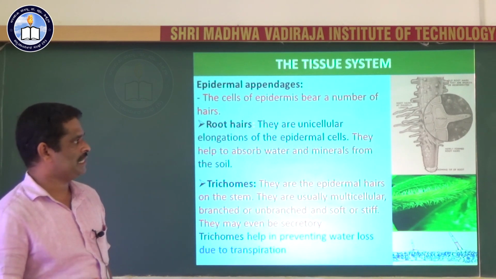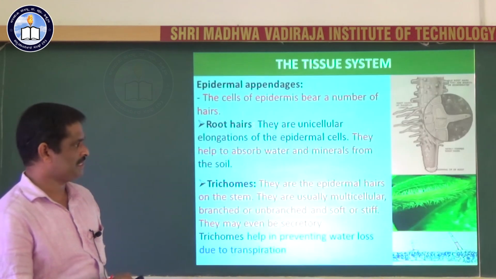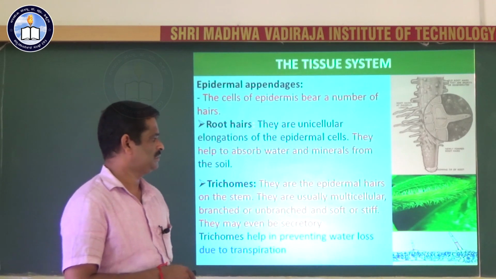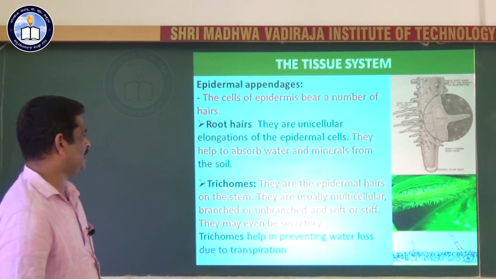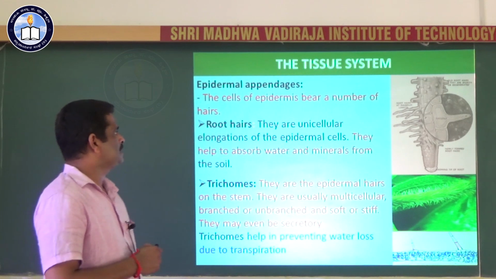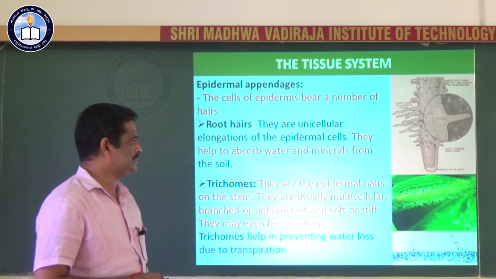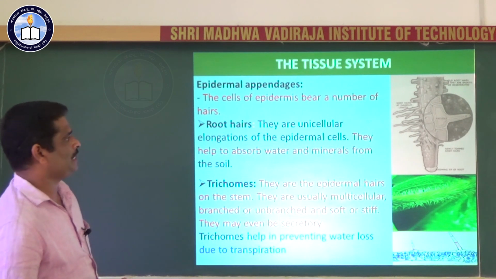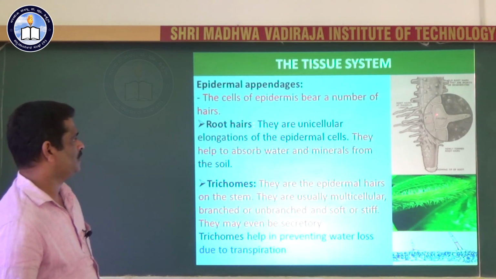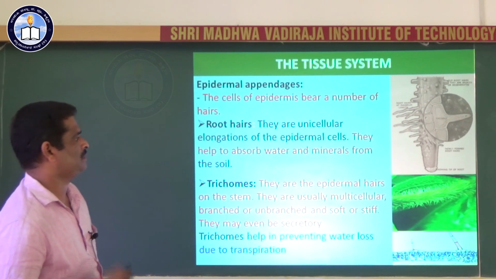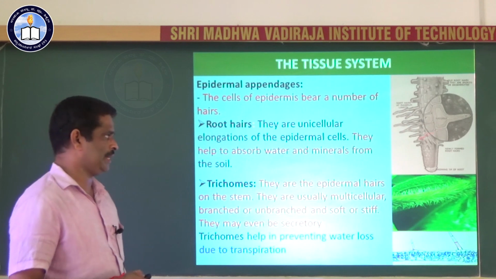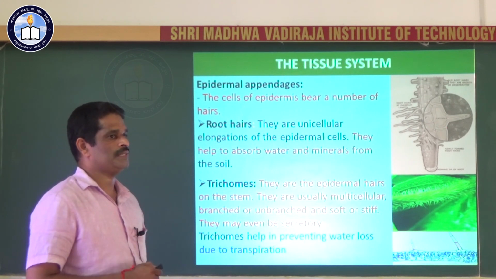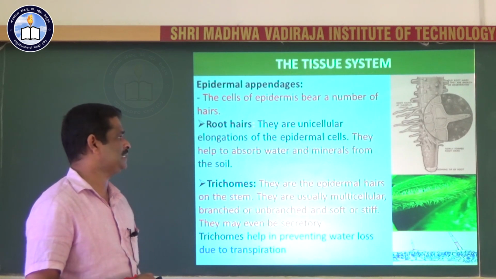Epidermal appendages. These are the outgrowths present on the epidermis. They are of two types, called root hairs and trichomes. This is the root hair and this is the trichome. Root hairs are unicellular elongations of the epidermal cells. What is the function of root hairs? They help to absorb water and minerals from the soil.